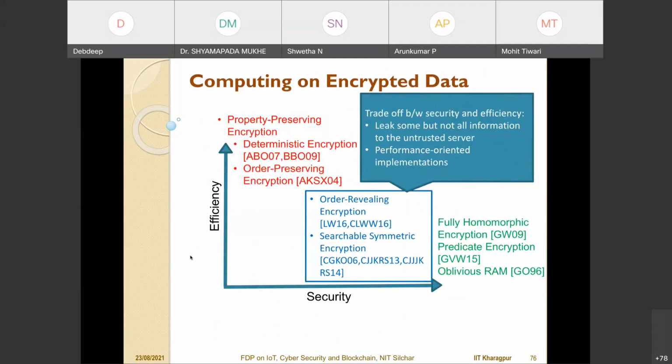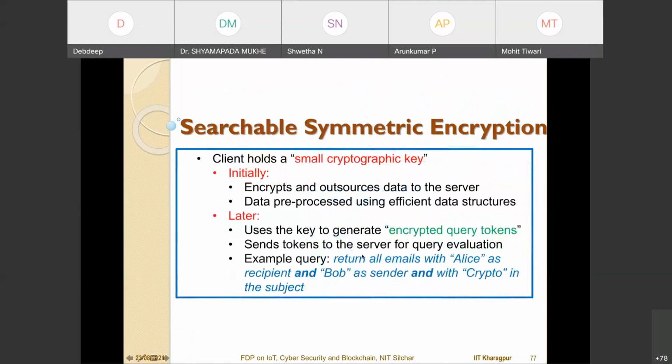On one end, you have techniques which are very secure, like fully homomorphic encryption. On the other hand, there are techniques which are more efficient, like property preserving encryption, but they are not very secure. So we try to take a middle path, looking into a technology called searchable encryption, and developing solutions which provide a reasonable trade-off between security and efficiency, but still allow us to do some basic search and other operations.